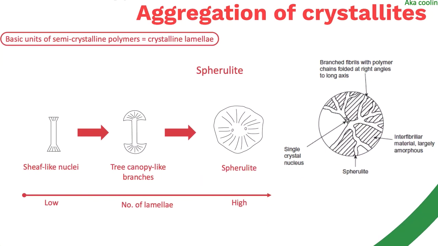The aggregation of crystallites starts initially from a rod-like nuclei, which appears to be like a sheath here in my slides. What happens subsequently is you will have a tree-like structure from both ends of the nuclei. When this tree-like structure grows and comes into contact with each other, you form a spherulite. The number of lamella in these structures is different. When you still have a nuclei, the number of lamella is low. When you have spherulites, the number of lamella is high.